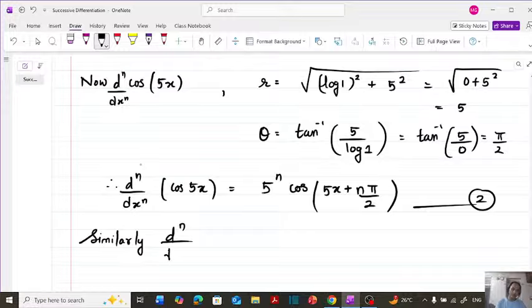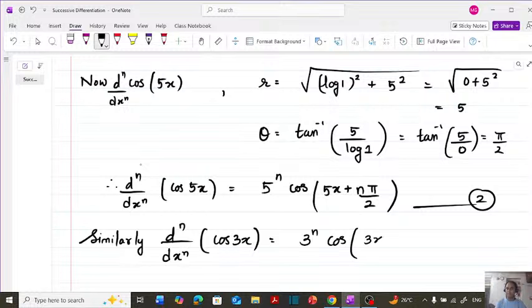Similarly, bn over x raised to n, for how much was the next one? We had cos 3x. Cos 3x we calculated as 3 to the power n cos(3x + n pi by 2). This will be the third one. Okay, I hope you get that.